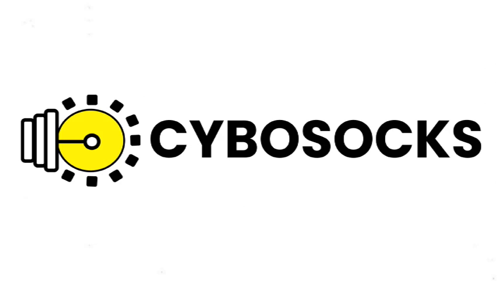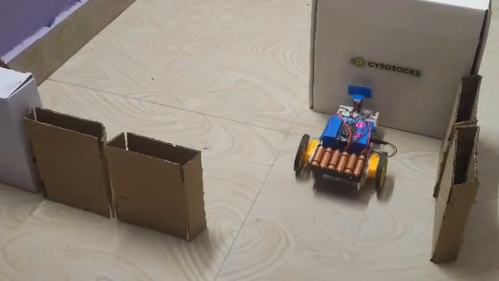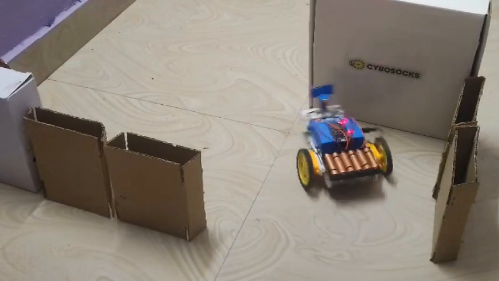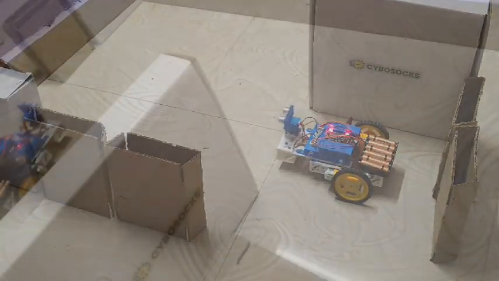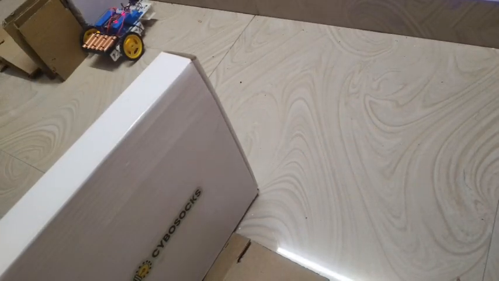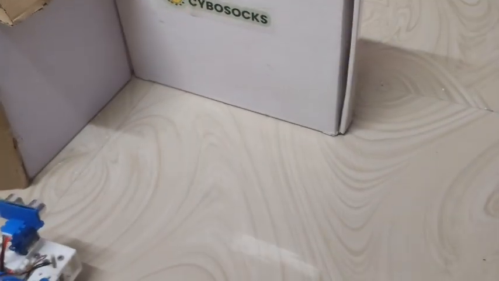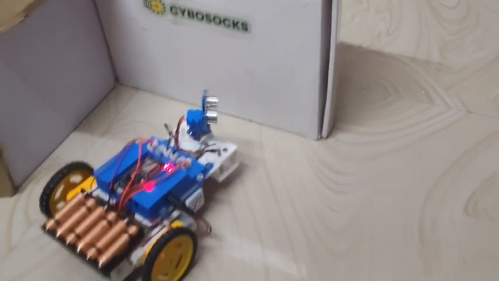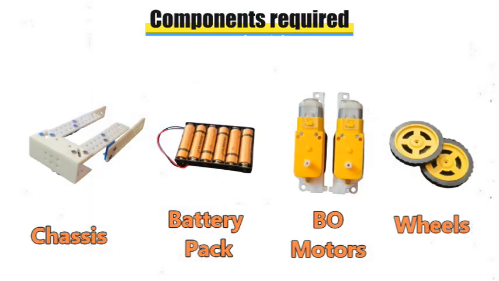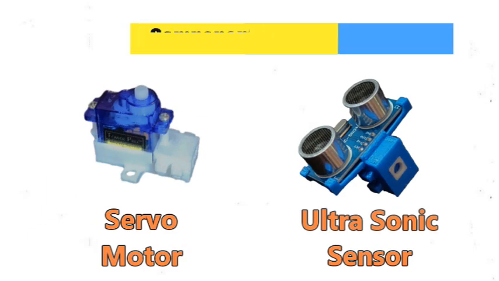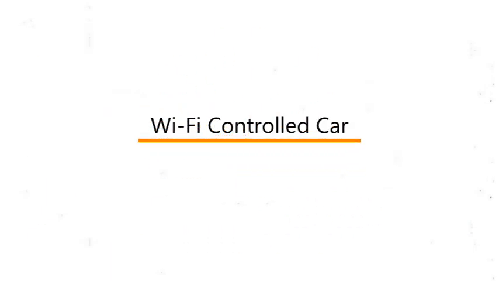Hello friends, today we'll learn how to make an obstacle avoiding car. The car will automatically detect the obstacles and decide where to go by scanning all the directions around it. The components which we are using are the ultrasonic sensor and the servo motor.